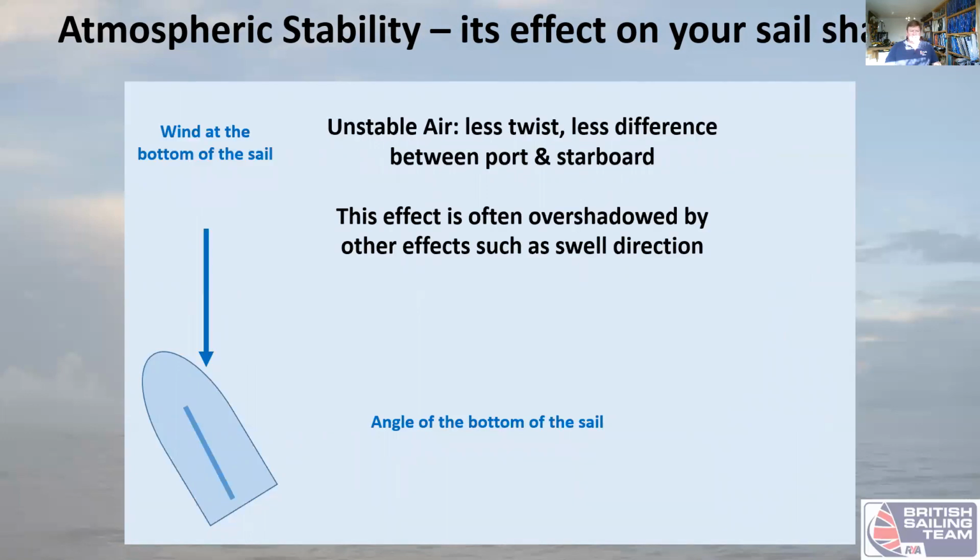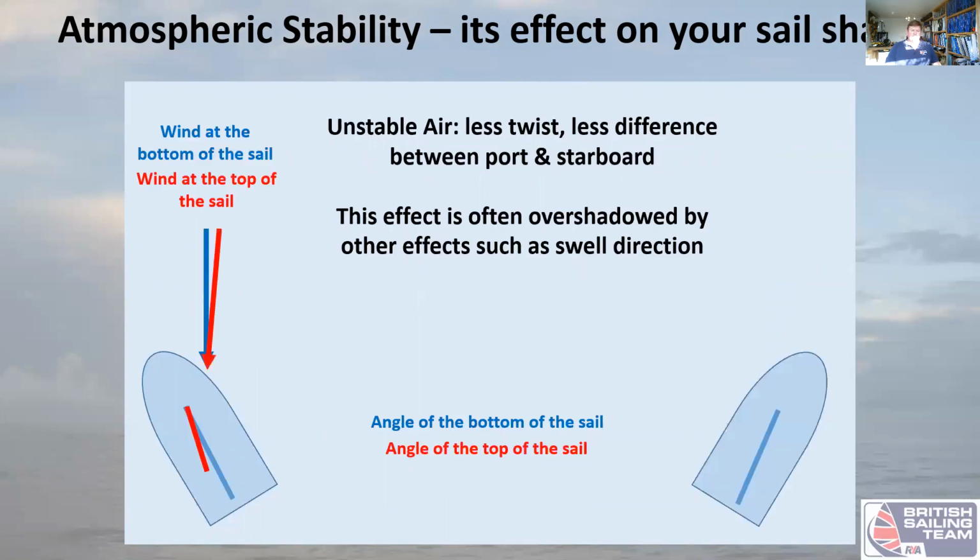If it's unstable, there's less twist, and so much less difference between your port and your starboard tacks. Now, I must emphasize that most of the time this isn't that obvious an effect, and is quite often overcome by or overshadowed by other things, like, for example, swell direction, and the way the waves are hitting the boat, that sort of thing. But it can be quite important in cold, light wind scenarios.